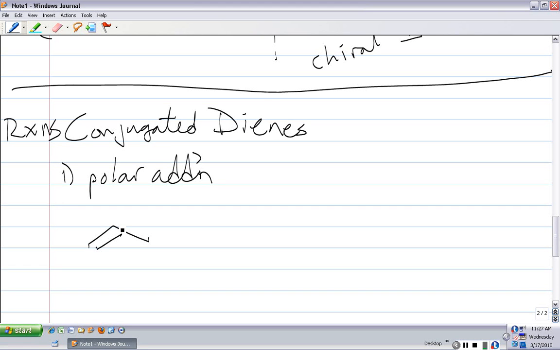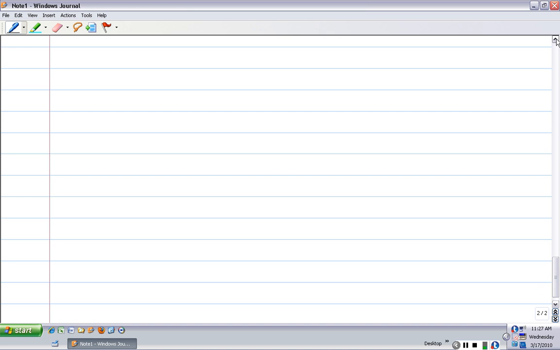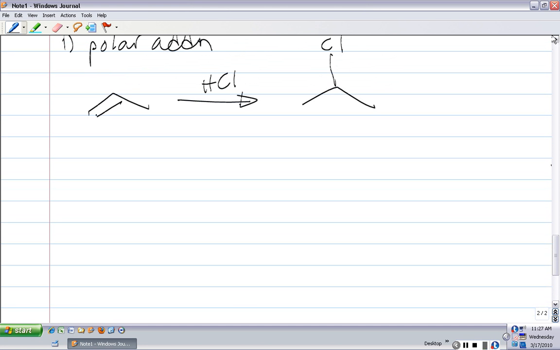Let's say I took propene again, and I treat propene with HCl. What happens? I'm going to end up with a single product, which is 2-chloropropane. And you remember this because what essentially happens is the alkene is nucleophilic, or if you want, basic. It will attack HCl, and I'll break the HCl bond, and that's going to generate this species. So that's an acid-base reaction.